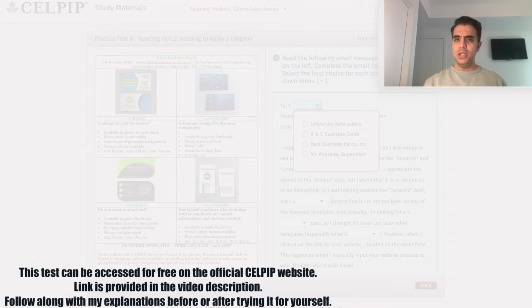So let's see. University admissions doesn't sound right. B and C Business Cards. Yeah, look, the title, B and C Business Cards. I received your flyer. So whose flyer is this? B and C Business Cards. Best Business Cards? Well, that's not the name of the company, is it? It's B and C, so that's out. And Mr. Andrews, supervisor. Well, where did that come from? It's made up. So you see, it could have been right. But based on what we have in the flyer and what we see in this initial sentence, the correct answer is B and C Business Cards.